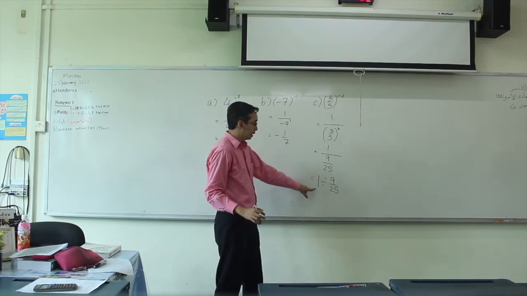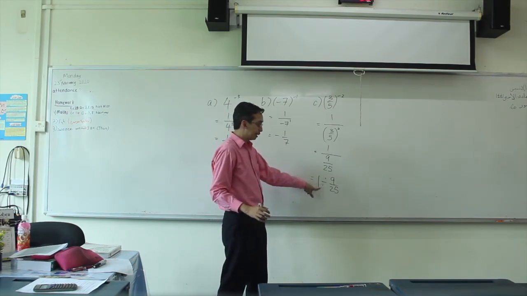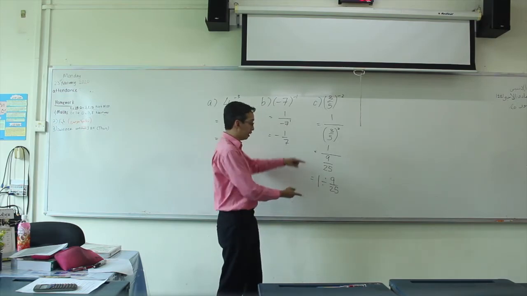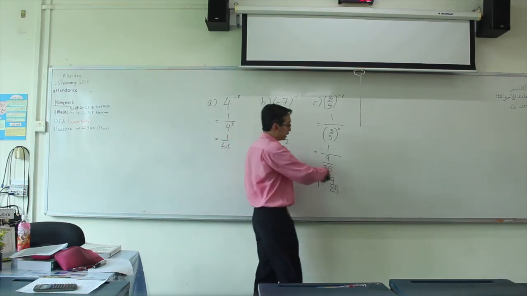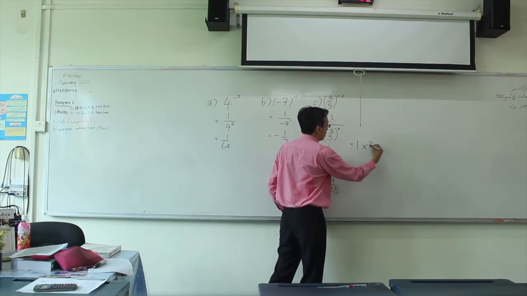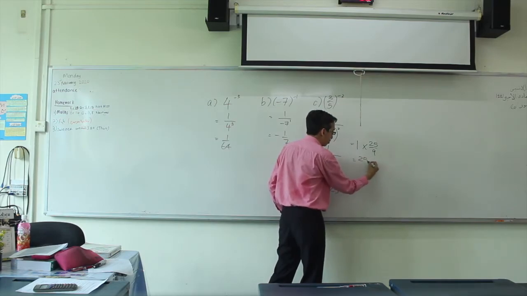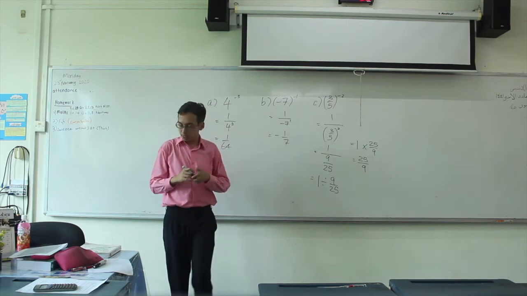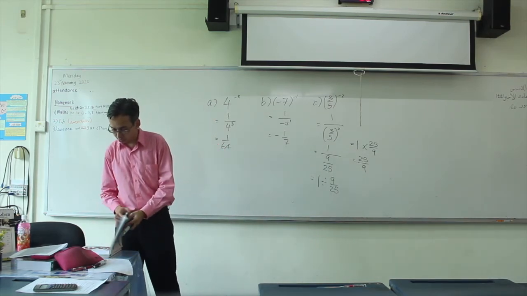But in primary school we learn that when we divide by a fraction, we can change it to times and flip. So this can be written as 1 times 25 over 9. So the final answer is 25 over 9. So that's work example 7.